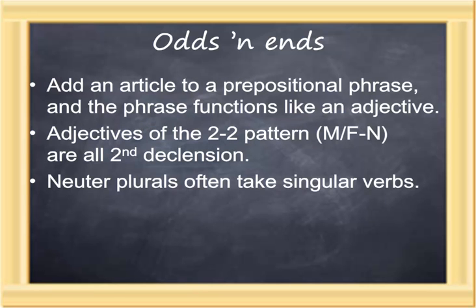So, with these three odds and ends, the lesson draws to a close. Number 1, add an article to just about anything, for example, a prepositional phrase, and that phrase functions like an adjective, either articular, substantival, or predicate. Number 2, adjectives of the 2-2 pattern, where masculine and feminine are identical, and neuter, are entirely second declension. And then thirdly, neuter plurals often take singular verbs in Koine Greek.